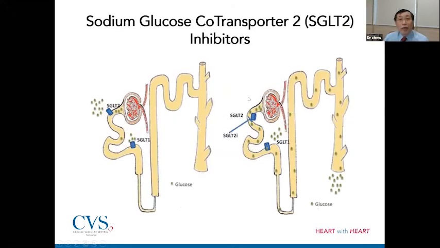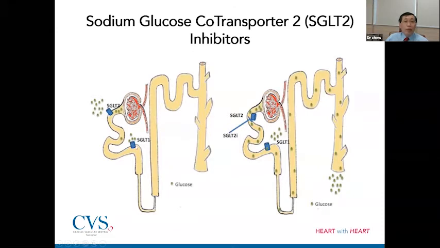And then we have the fourth class of agents, which is the sodium glucose co-transporter 2 or SGLT2 inhibitors. This class of agents was actually developed to treat diabetes. How it works is that SGLT2 is present in the proximal tubule, and the function of SGLT2 is to absorb glucose back from the glomerular filtration so that less of it is excreted in the urine.